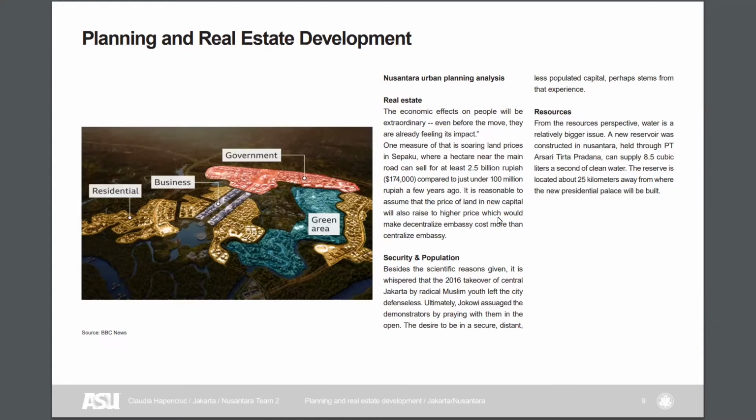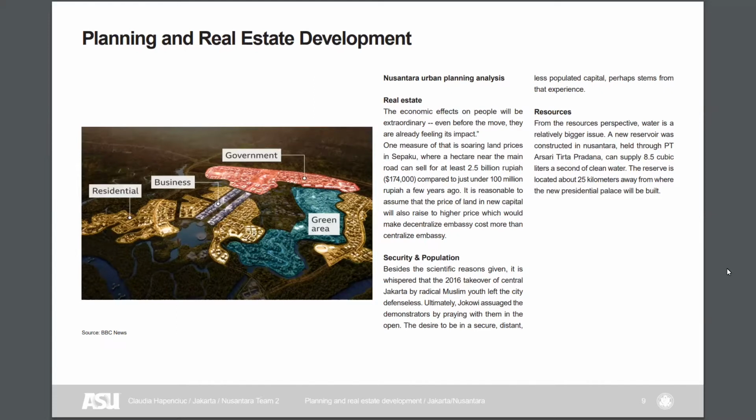Now, security and population. Besides the scientific reasons given, it is whispered that the 2016 takeover of central Jakarta by radical Muslim youth left the city defenseless. Ultimately, Jokowi assuaged the demonstrators by praying with them in the open. The desire to be in a secure, distant, less populated capital perhaps stems from that experience.